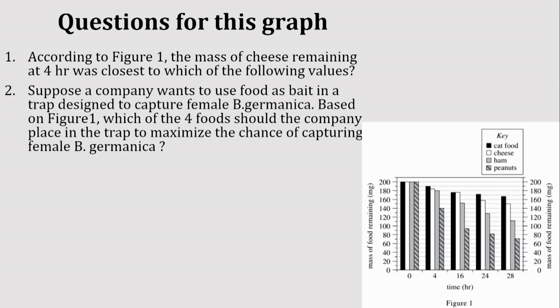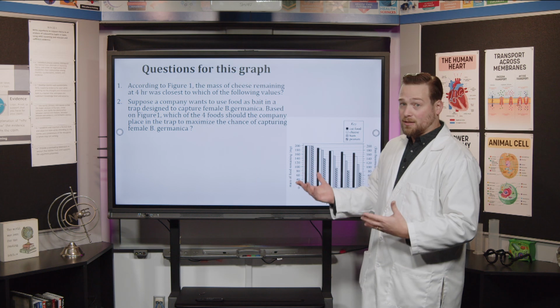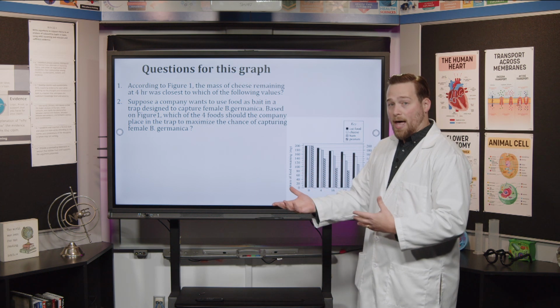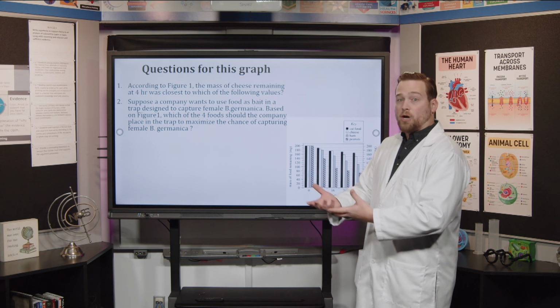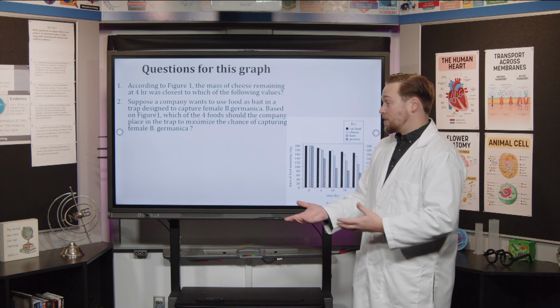Suppose a company wants to use food as bait in a trap designed to capture female B. germansenia. Those are the cockroaches that are eating this food. Based on figure 1, which of the 4 foods should the company place in the trap to maximize the chance of catching these cockroaches? Well, this question is asking you which food they preferred. They didn't ask it like that, but if you're making a trap and you want to catch as many cockroaches as possible, you want to use the food that they're eating the most of.